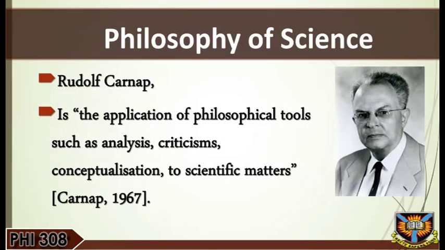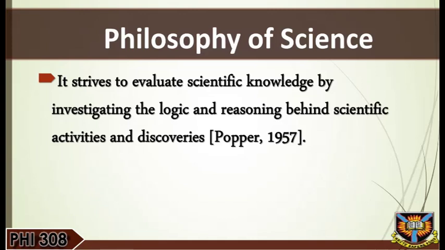Philosophy of science. According to Rudolf Carnap, one of the eminent philosophers of science in the 20th century, philosophy of science is the application of philosophical tools such as analysis, criticism, and conceptualization to scientific matters (Carnap, 1967). Philosophy of science strives to evaluate scientific knowledge by investigating the logic and reasoning behind scientific activities and discoveries (Popper, 1957). In other words, philosophy of science is involved in the analysis and evaluation of science.